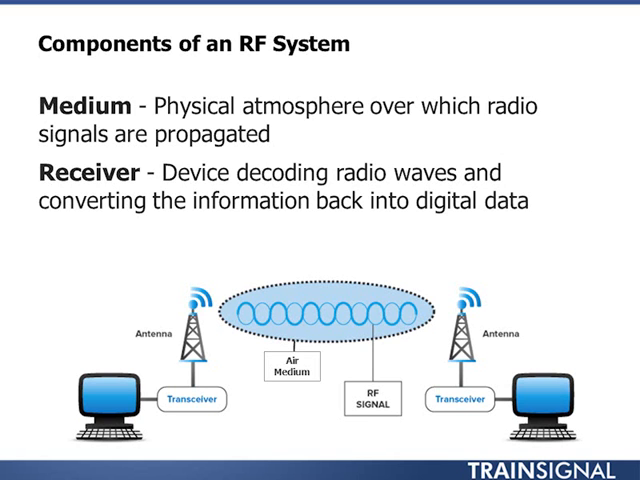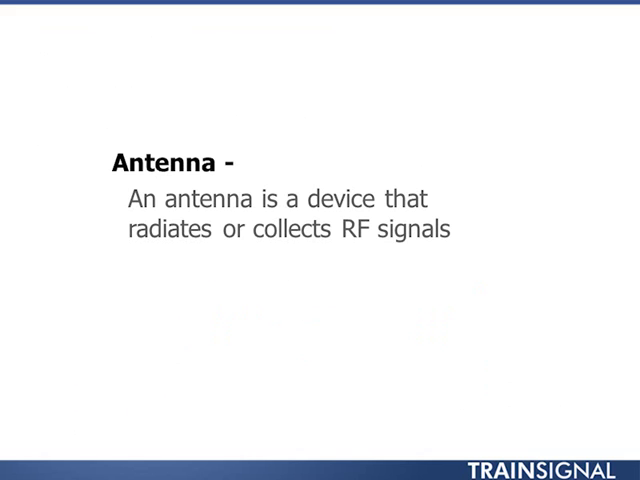Now, a combination of a transmitter and a receiver is called a transceiver. So on this picture here you can see the term transceiver. Those devices both transmit and receive. So let's talk a little bit more about antennas.